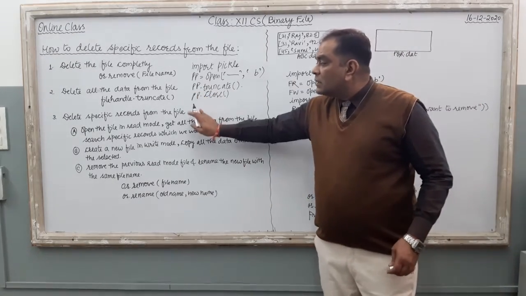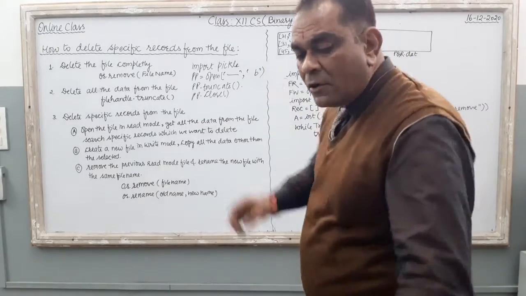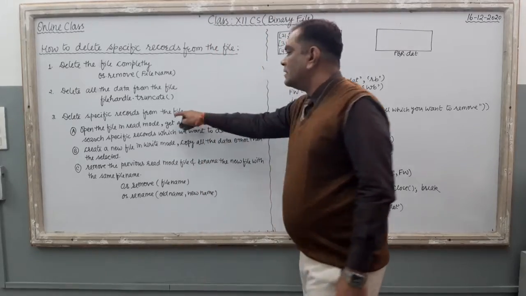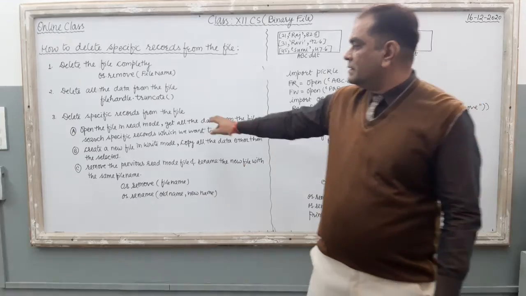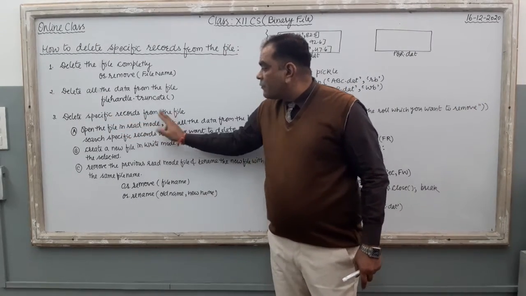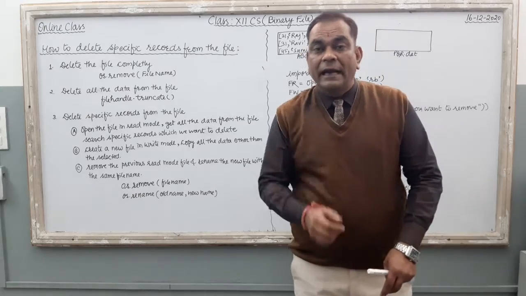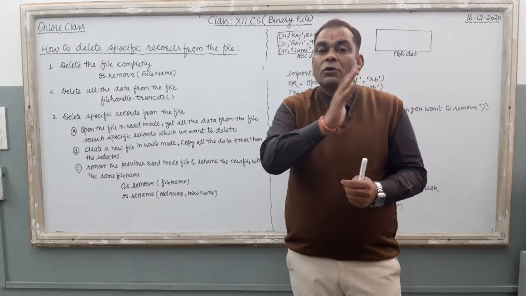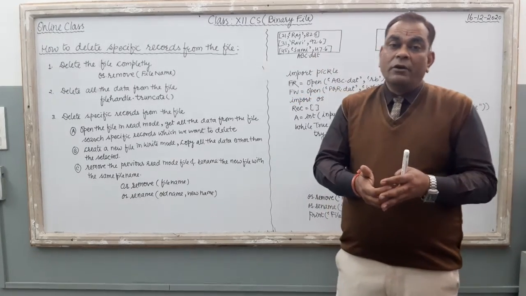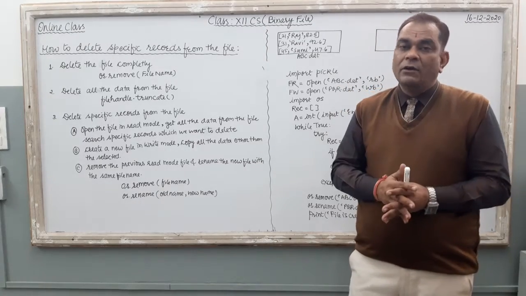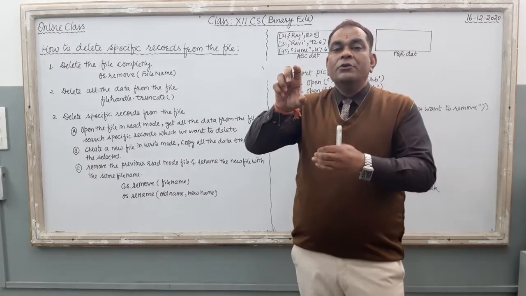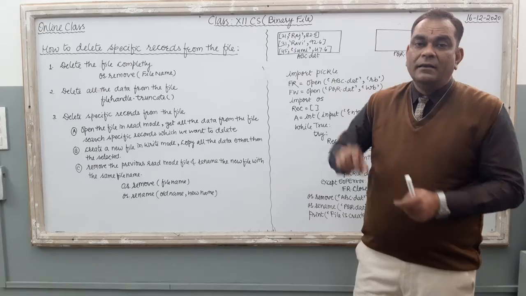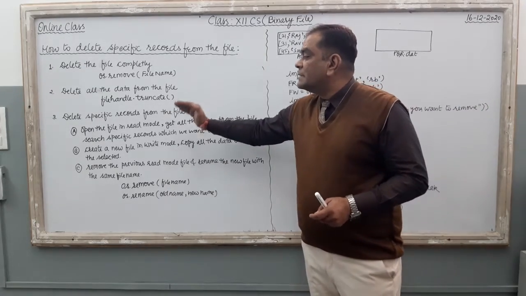Right? Now the third process. The third process is the actual process that is in our syllabus. What is the third process? Just see. Here the third concept is deleting specific records from the file. Suppose a file has 500 records and now you want to remove some specific records from the file. Suppose 500 records are there, you just want to remove 50 records from the file. It means 450 records should be there in the file. Clear? This is the process, deleting specific records from the file.